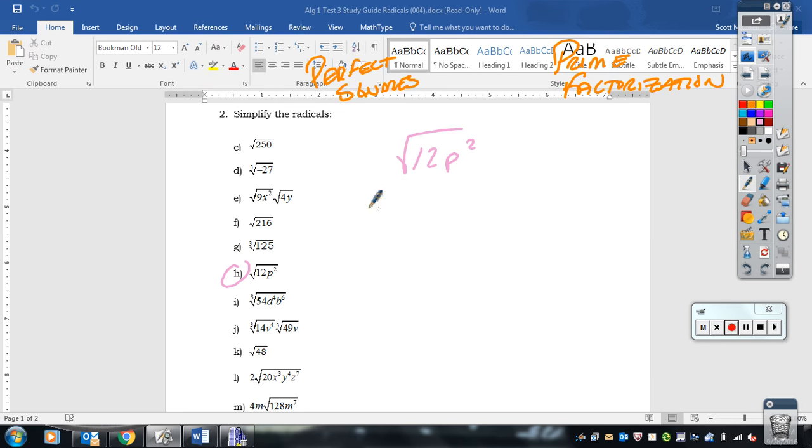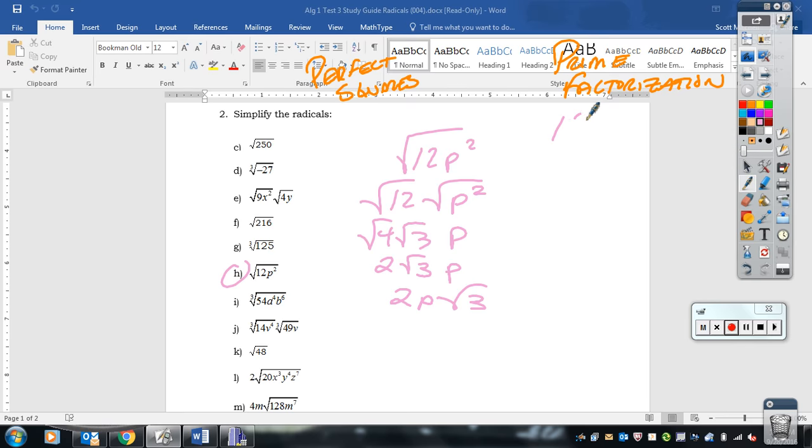Square root of 12p squared for H. Split the square root of 12 and the square root of p squared. Square root of 12 is rad 4 times rad 3, which is 2 rad 3. Square root of p squared, well, square root of p is p. P times p is p squared. Rearrange the order, send the radical to the end, it's 2p rad 3.